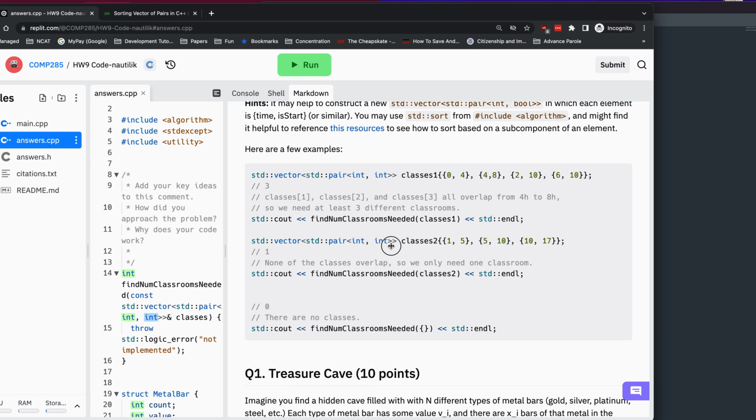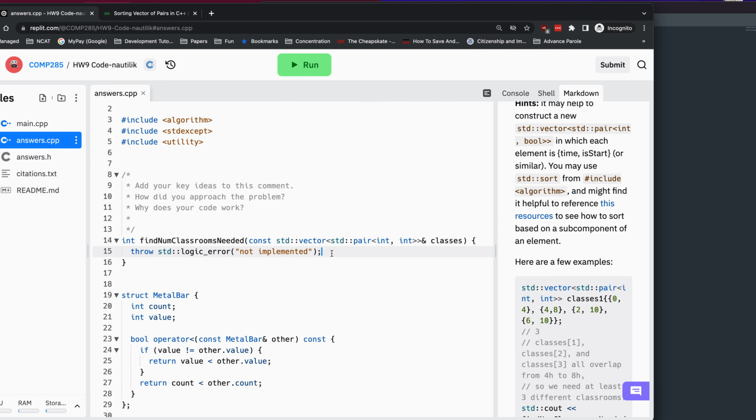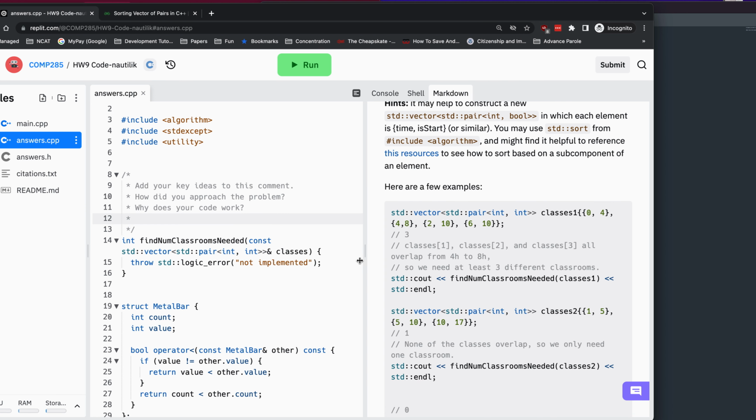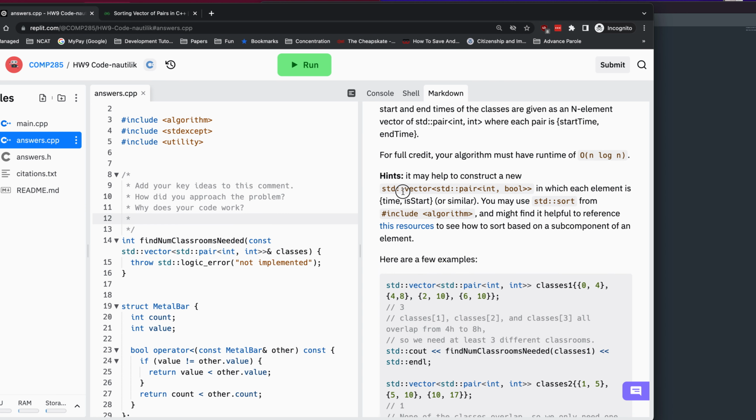I encourage you to pause the video and give the algorithm a try. Again, it's greedy, so something reasonable that you think of might help. I also encourage you to look at this hint: think about time and is-start. Instead of start and end times, consider how you can transform that into something where you can keep count of how many classrooms you need, because that is how many classes have started.